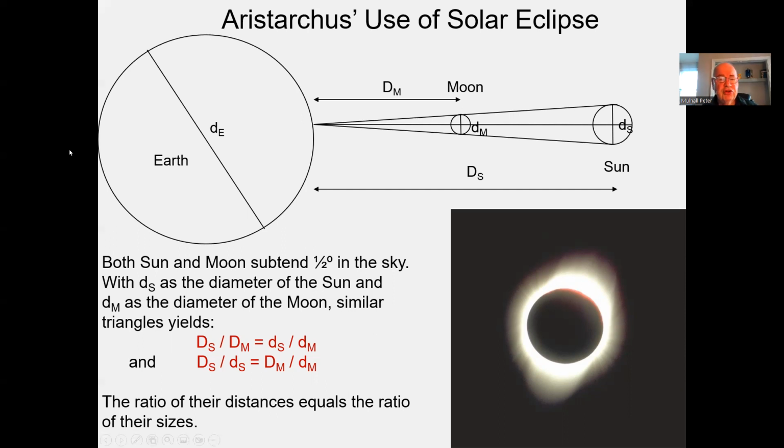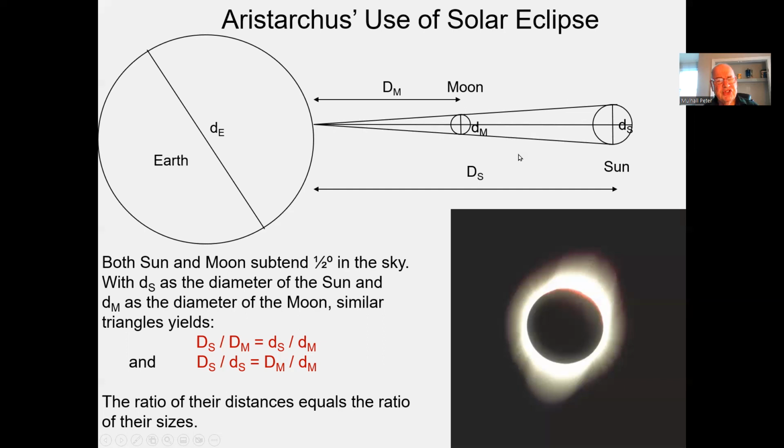And because of that, we can draw this picture. This picture shows that this triangle here, with a height of the distance to the moon and a base of the size of the moon, is similar to the larger triangle with a height of the distance to the sun and a base which is the size of the sun.